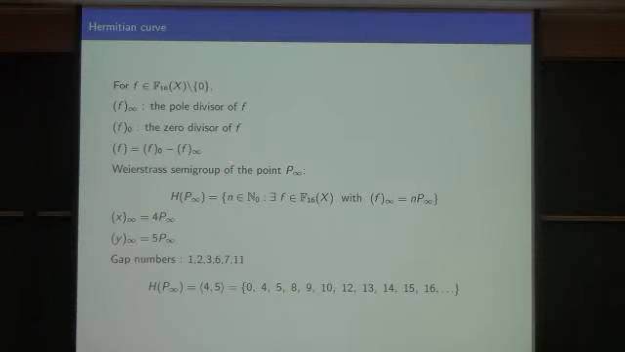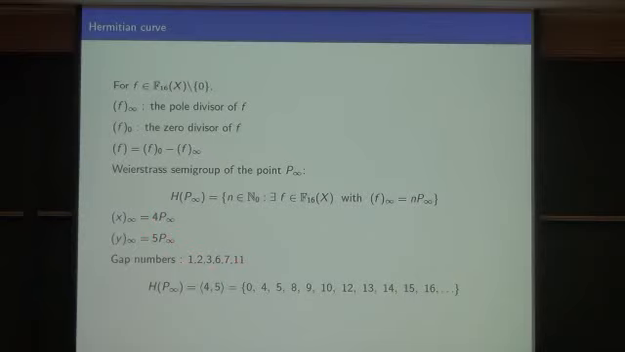And the Weierstrass semigroup is, whenever you have a function with pole order n, this n is going to be inside the Weierstrass semigroup. Okay? So in this case, x∞ is 4P∞, and y∞ is 5P∞. So the smallest ones are x and y. So the gap numbers, that means you won't have any functions having pole order 1, 2, 3, 6, 7, 11. Right? So these are the gaps.